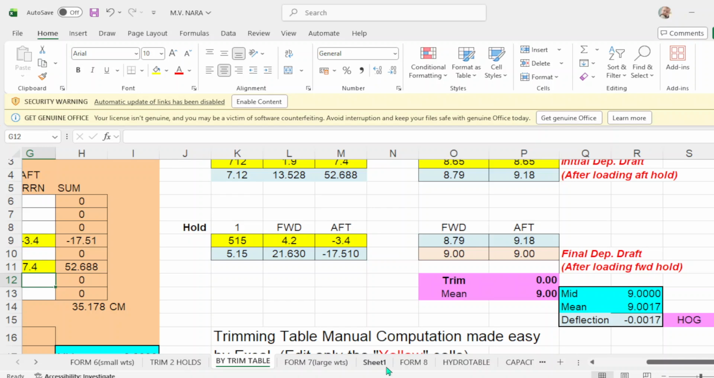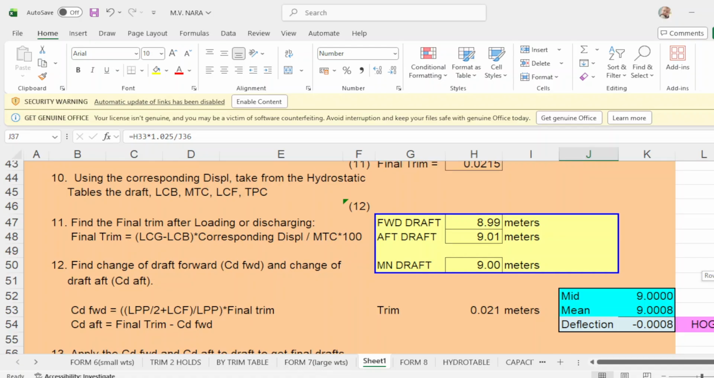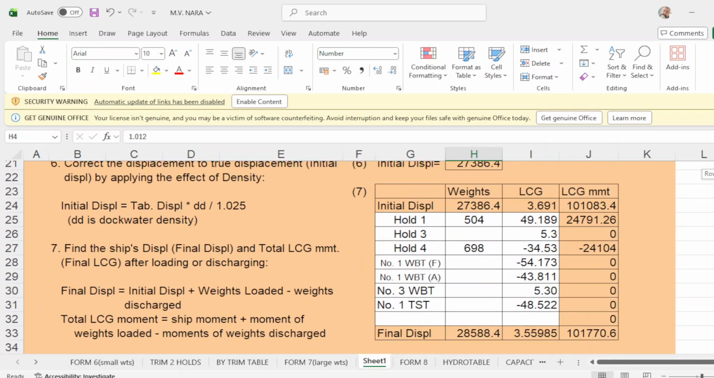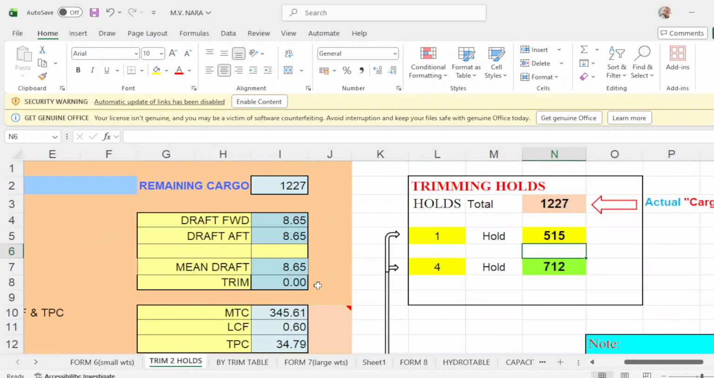Then there's another program here, which is form number 7, and that is how to find trim, draft and trim when handling weights involving large changes in mean draft. So our present density is 1.012. The initial draft is 8.65. Aft draft is 8.65. And what will be our cargo hold in number 1. Number 1 was 515. So we put 515 here.